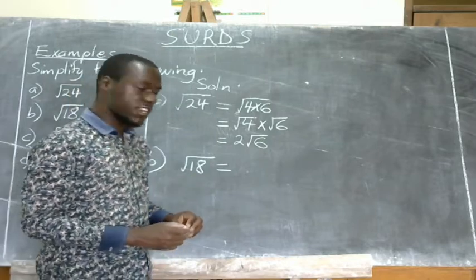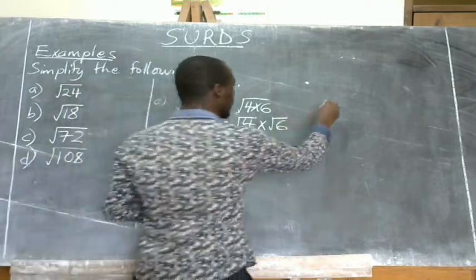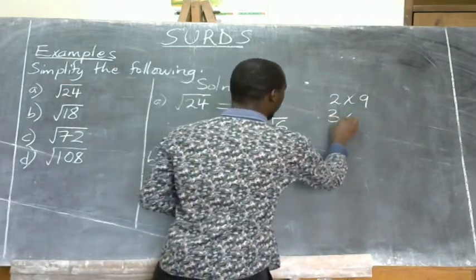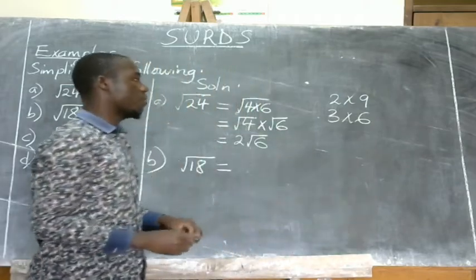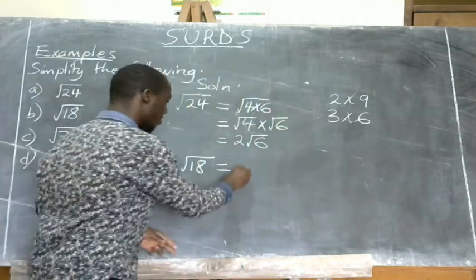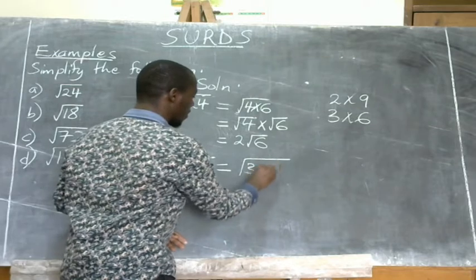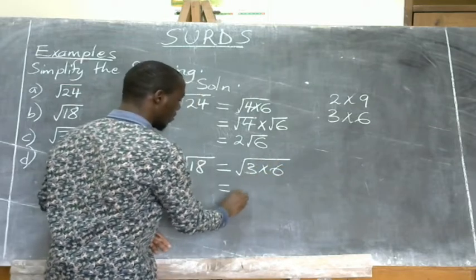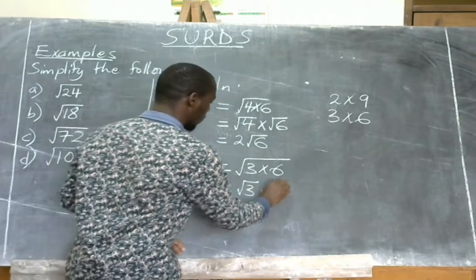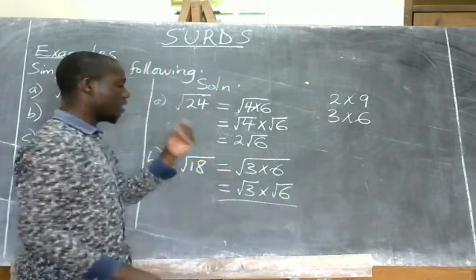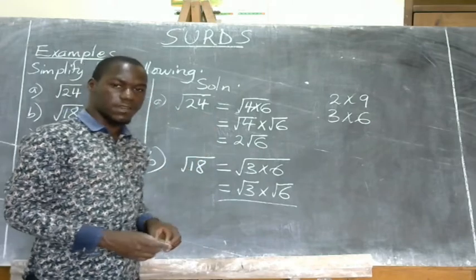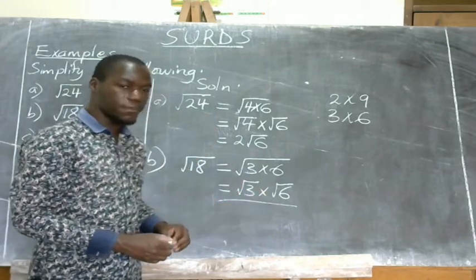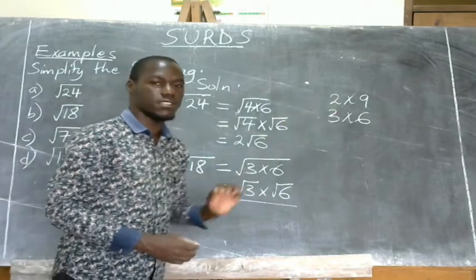So the 18 there can be written as 2 times 9. Some other person can write it as 3 times 6. Now, when you write 3 times 6 and you substitute here, root of 3 times 6, that's going to be root of 3 times root of 6. So here, there are other numbers embedded there, which we can easily simplify if we use 2 times 9.